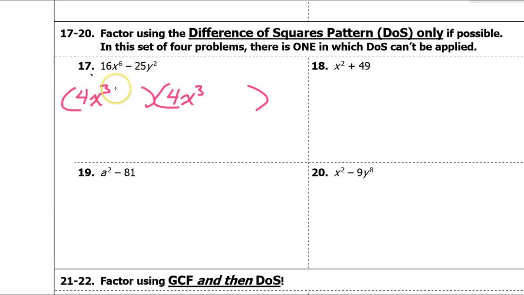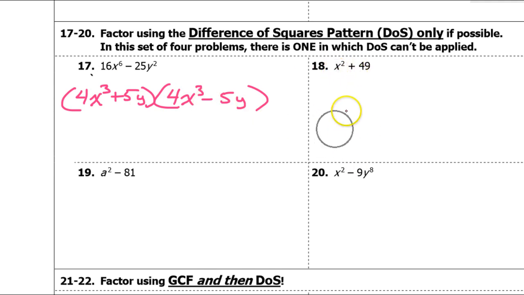So for this pattern, as we saw, 1 will be positive and 1 will be negative. Now 25 is 5 times 5, and y squared is y times y. So this is our a plus b and our a minus b.